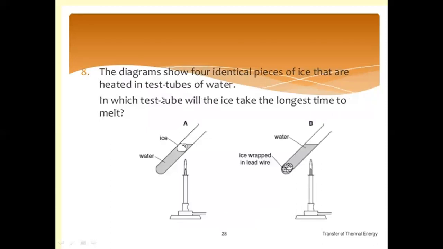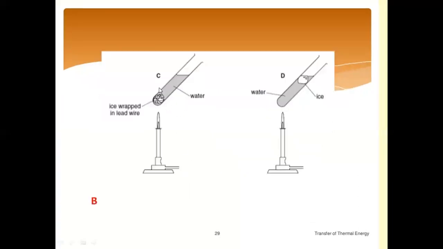Look at this question. The diagrams show 4 identical pieces of ice that are heated in test tubes of water. Now, in which test tube will the ice take the longest time to melt? Here is A, here is B, and B, the ice wrapped in a lead wire. Here also is C, and here is D. The answer is B.